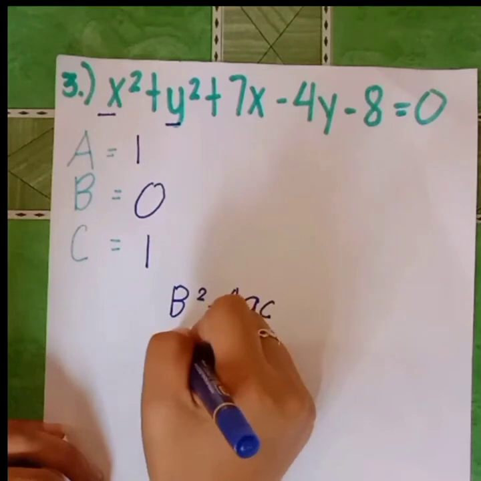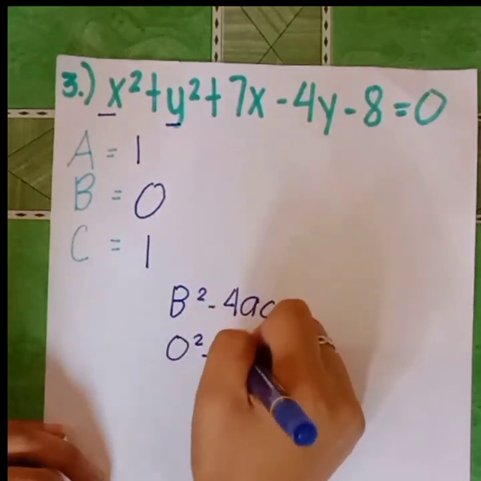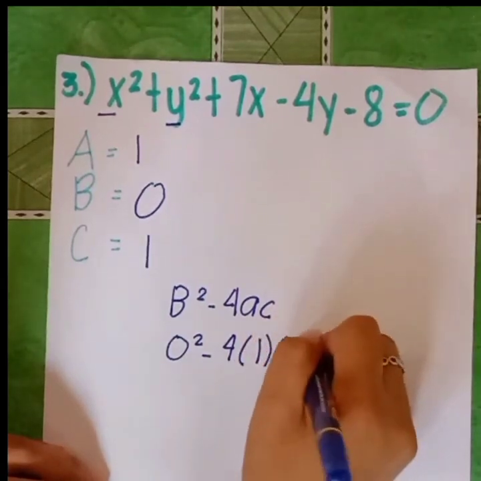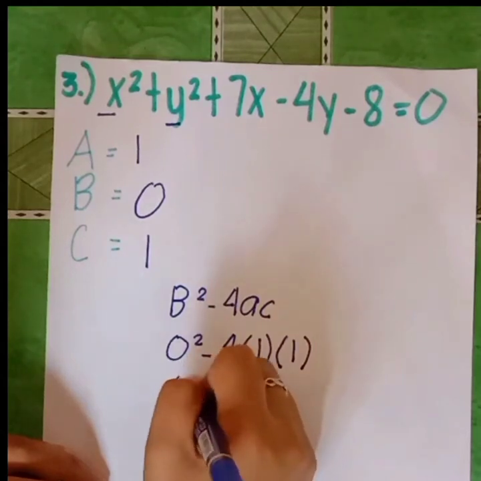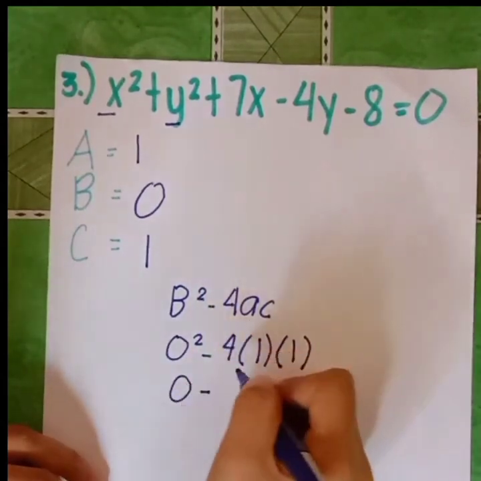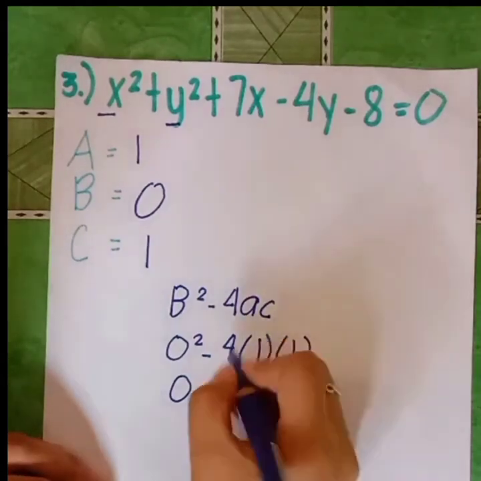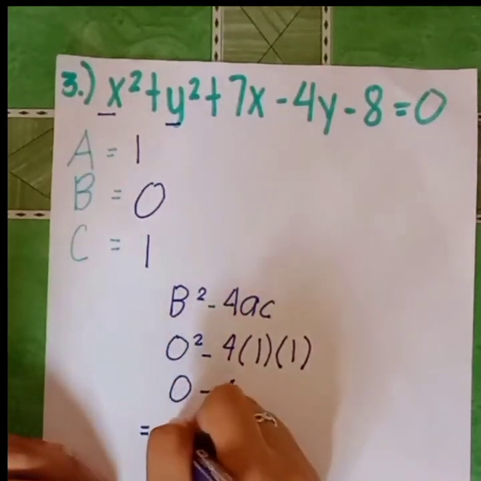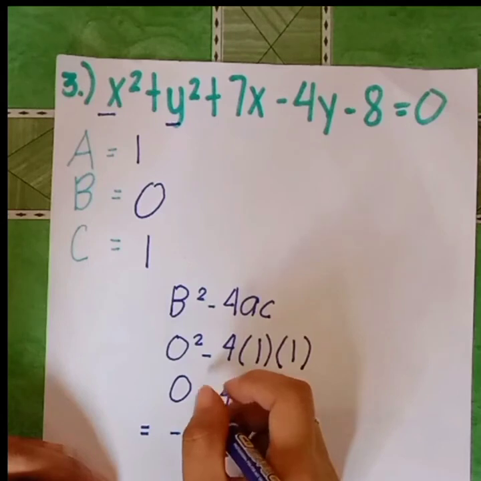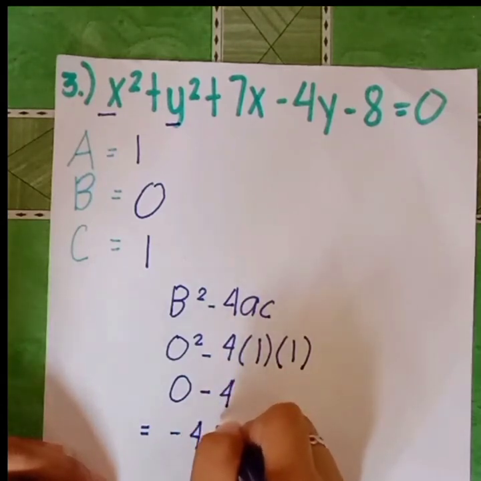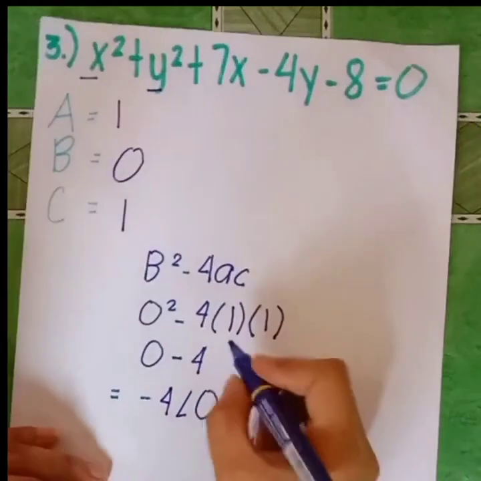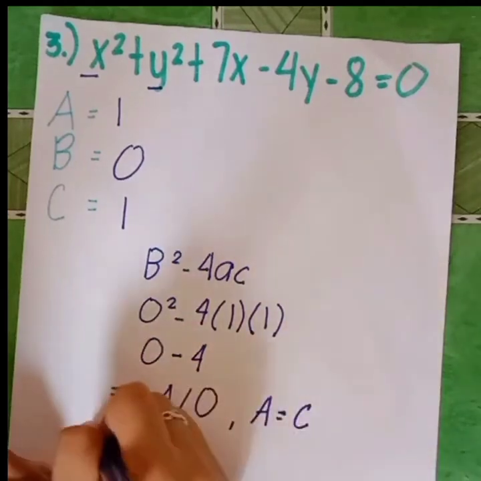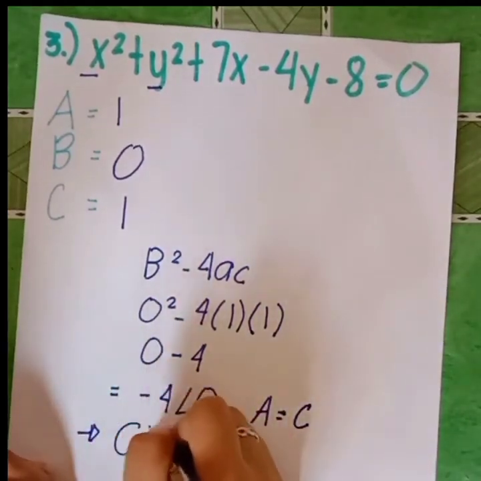All we do is distribute each value into the discriminant. So, b is 0. Copy the constant 4. The value of a is positive 1. Then the value of c is positive 1. 0 squared is 0. Negative 4 times 1 is equal to negative 4. So, 0 minus 4 is equal to negative 4. Our discriminant is less than 0, and A is equal to C. So, this is a circle.